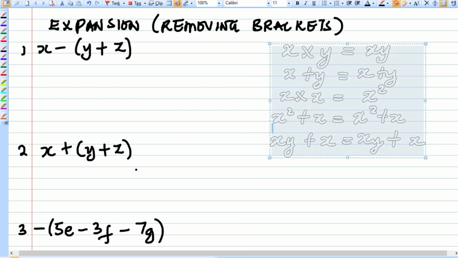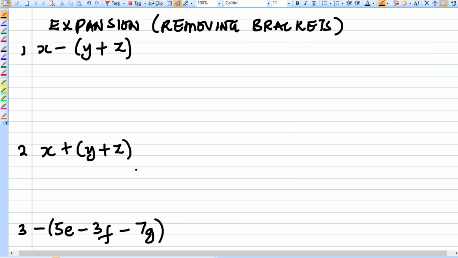So let's get rid of this and start solving. Let's look at the first question. We have x minus, open bracket, y plus z. What you need to note, please don't forget, it's very important: anytime you have a negative sign before a bracket, don't stress yourself, just change the signs in the bracket. All the signs in the bracket are going to change. So you just have to change the signs.